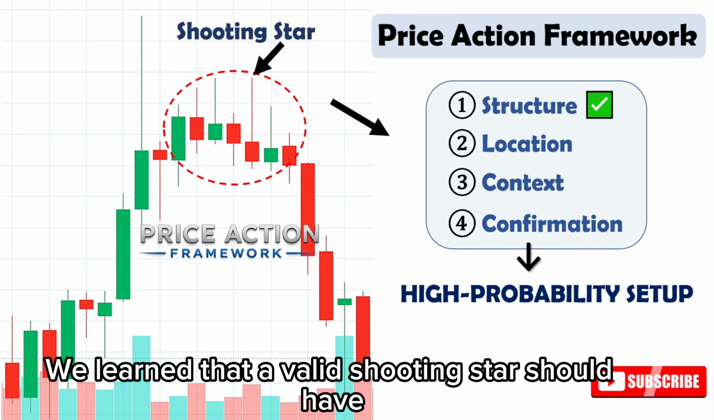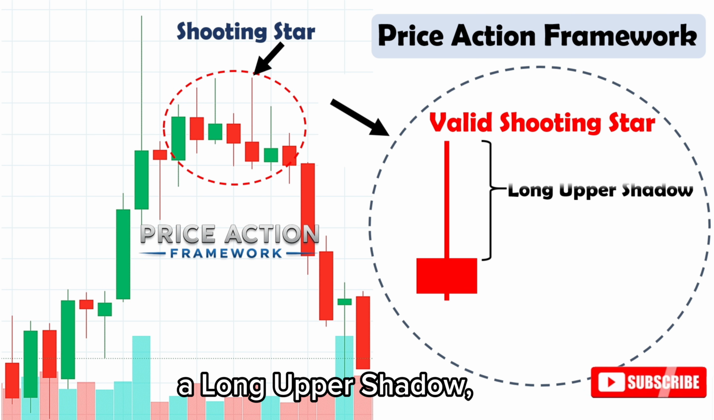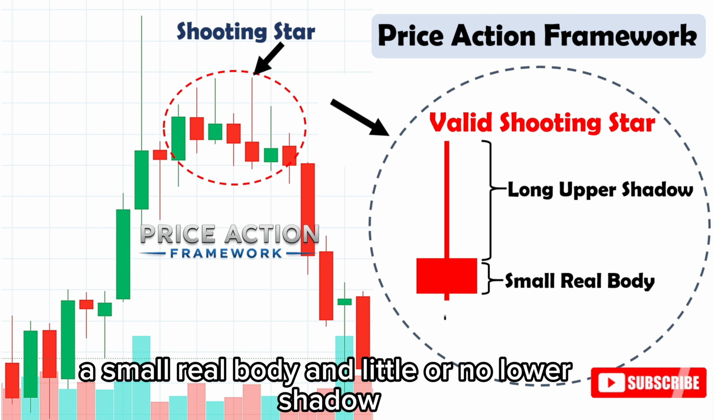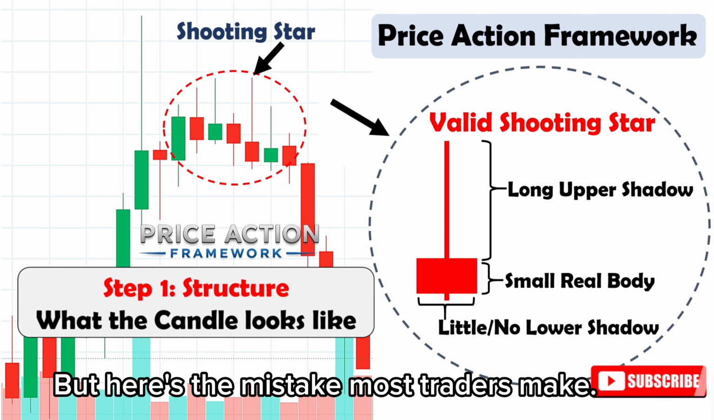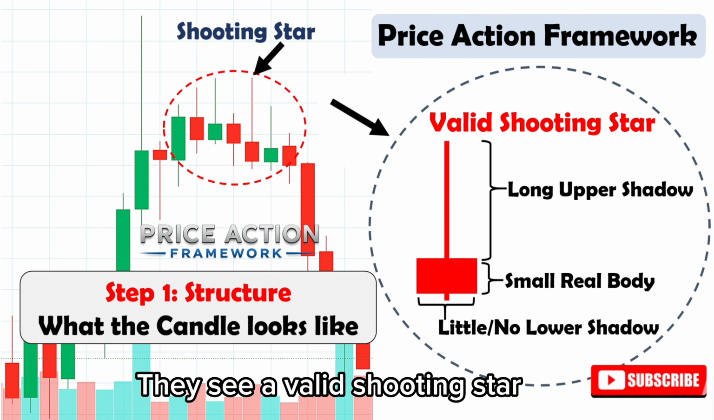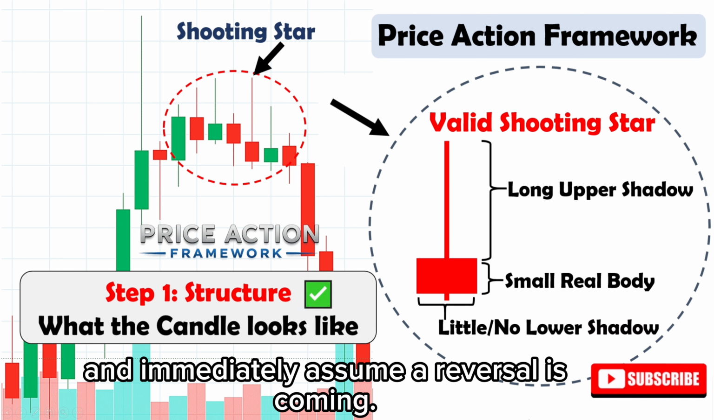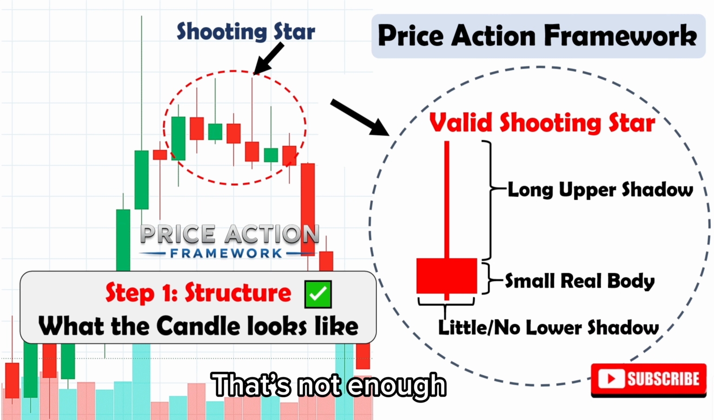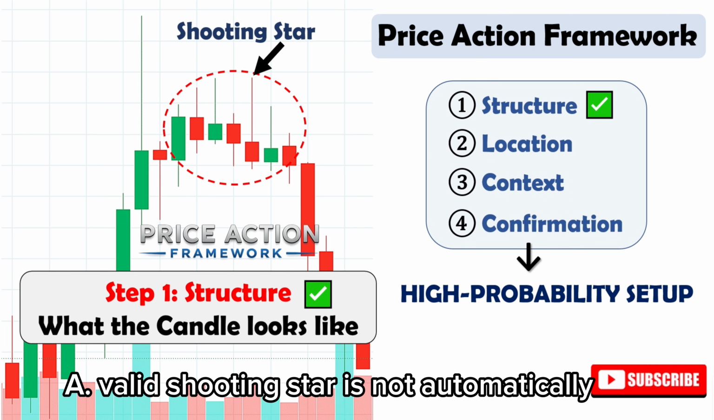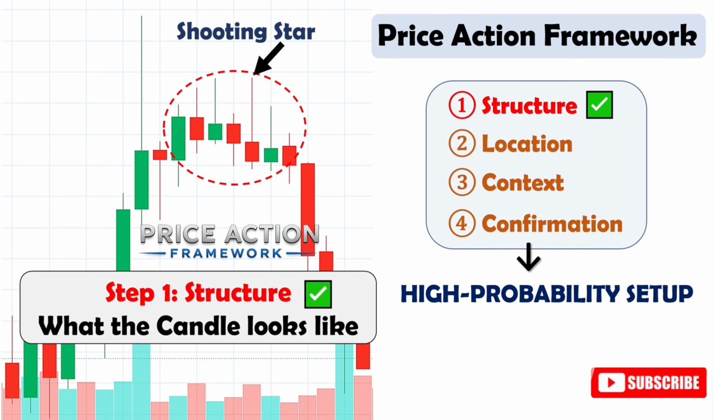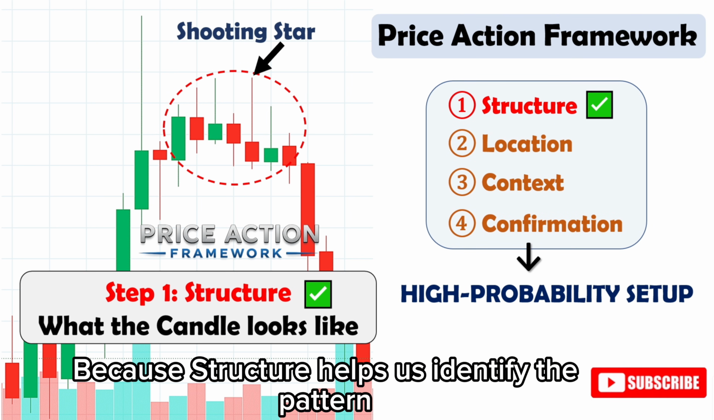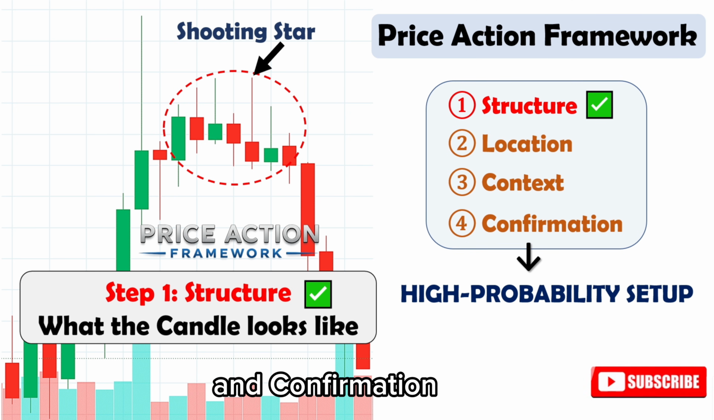We learned that a valid shooting star should have a long upper shadow, a small real body, and little or no lower shadow. Structure helps us identify the pattern. But here's the mistake most traders make. They see a valid shooting star and immediately assume a reversal is coming. That's not enough. A valid shooting star is not automatically a high-probability setup. Professional traders also evaluate location, context, and confirmation. Because structure helps us identify the pattern, but location, context, and confirmation determine whether it's a high-probability trading opportunity.